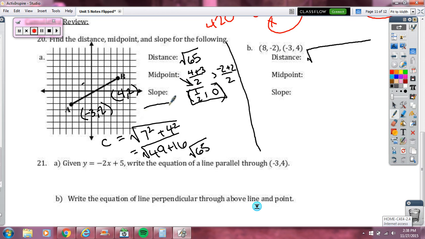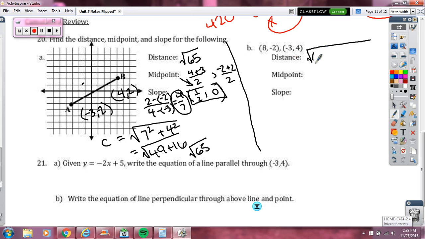Slope, I've got y minus y, so 2 minus -2, x minus x, 4 minus -3. So 2 minus -2 is 4, 4 minus -3 is 7. So right there, 4/7 would be my slope. Notice it's positive, which makes sense because that line is going up from left to right.